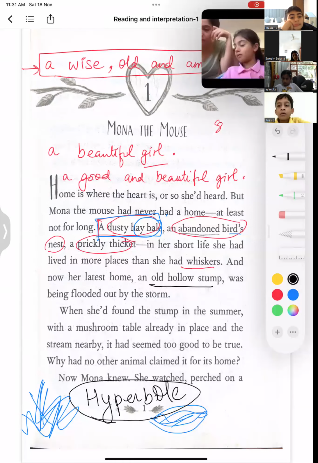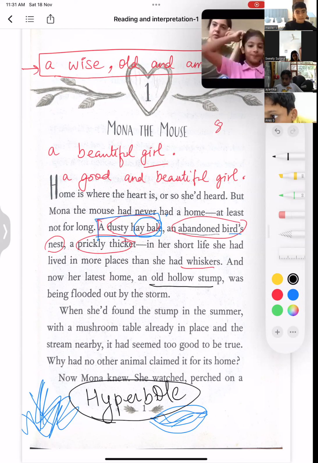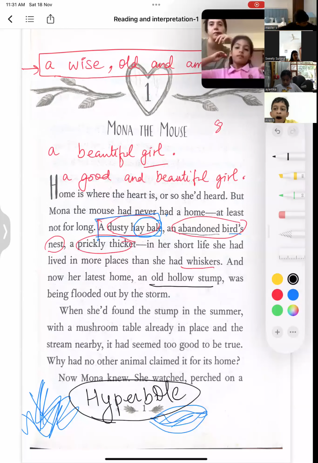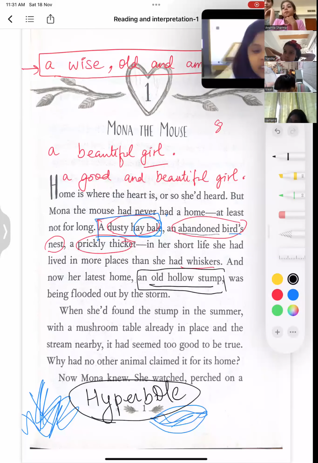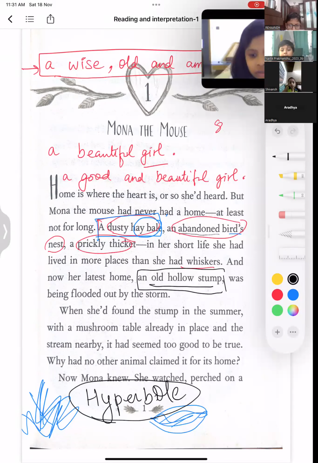Okay. So coming back to Mona and her current residence. Where she is residing currently. Now, there's another way of having a look at this particular word. I have a doubt. Yes, I am going to answer your doubt after we finish this chapter. Now, Netik, my question to you is: an old hollow stump. Find out the noun here. Children, this is very important, okay? So please stay attentive. What's the noun over here, Netik?